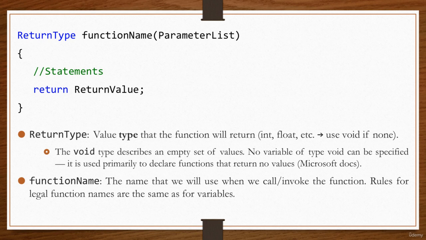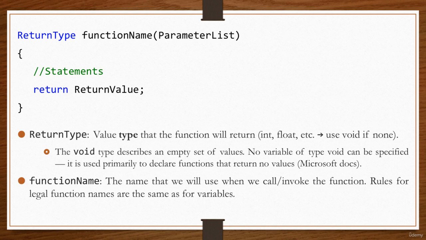There's a good explanation of the void type on the Microsoft documentation. It states, the void type describes an empty set of values. No variable of type void can be specified. It is used primarily to declare functions that return no values. So we typically create variables of type int or float, and so on, but not of type void.